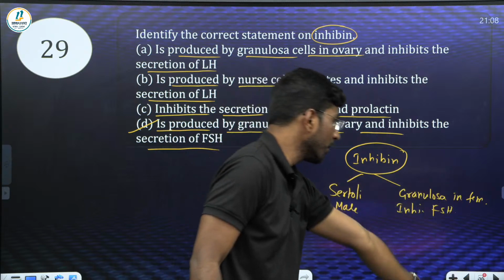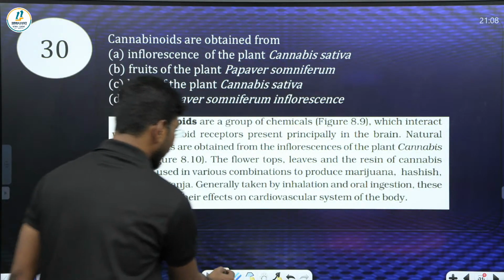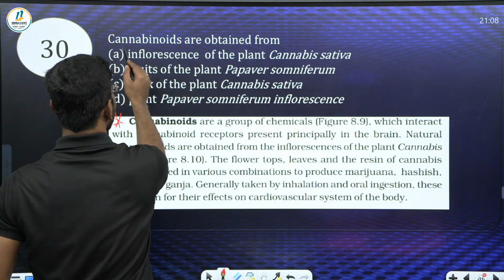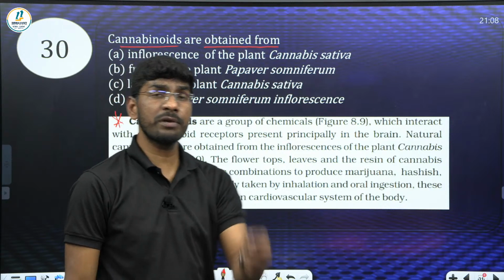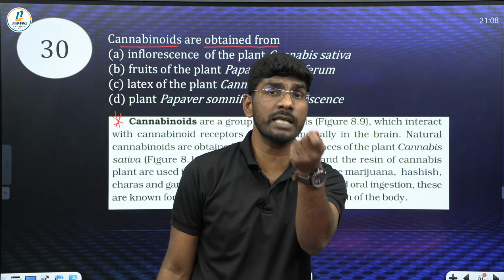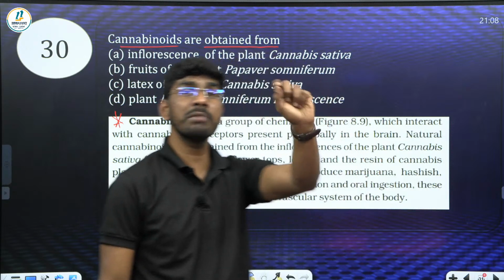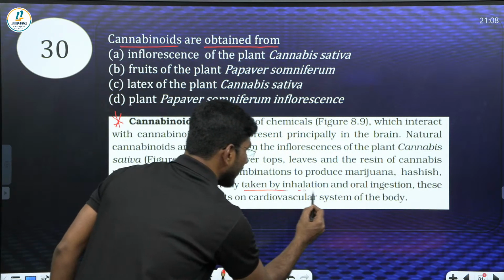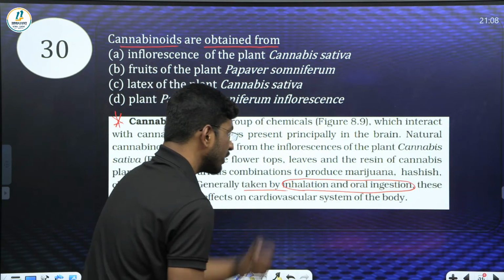It is a HOT question. No problem. If you don't know better, you just recall. Look at this question. NCERT direct line, a reference I have given here. They ask, cannabinoids are obtained from one plant called Cannabis sativa. That plant name is fine. But remember, hold on a minute, two important things you need to remember. Generally taken by inhalation and oral ingestion. Mark this one: inhalation and oral ingestion.